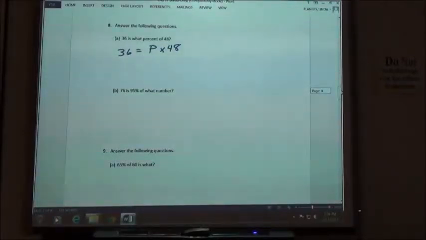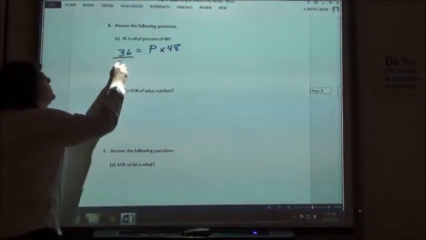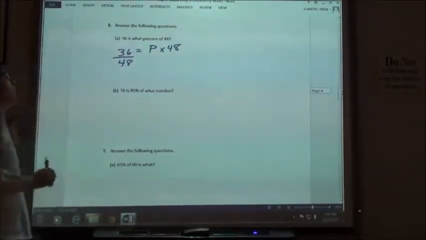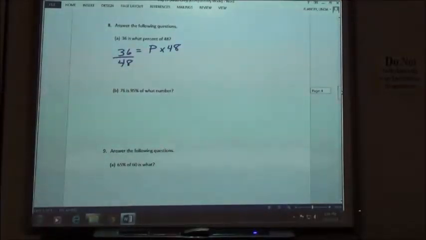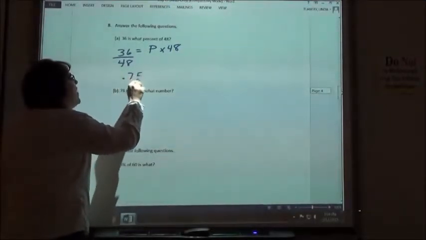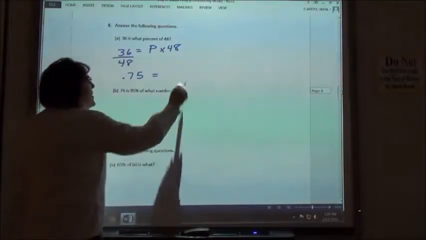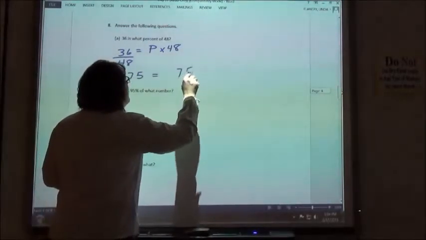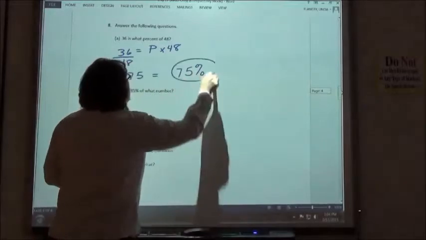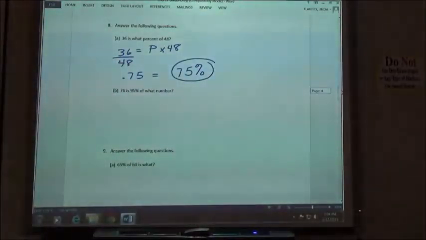Of means times 48. So again, in order to solve that, we're going to do 36 divided by 48, which is 0.75, and then we have to change 0.75 to a percent. Times 100 gives me 75%. So 36 is 75% of 48.